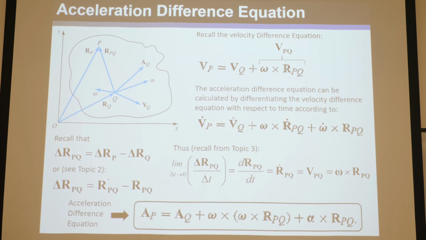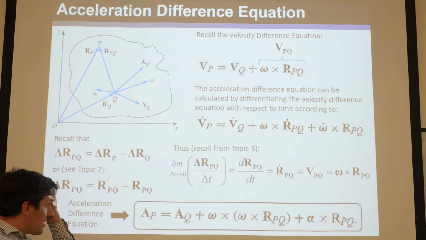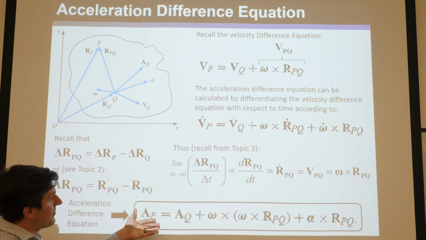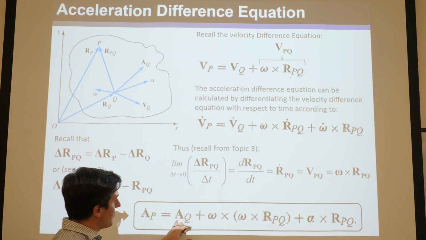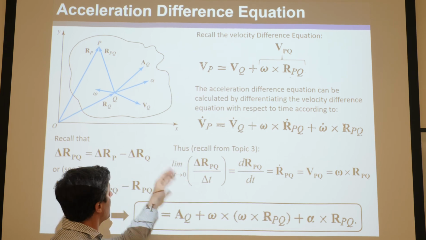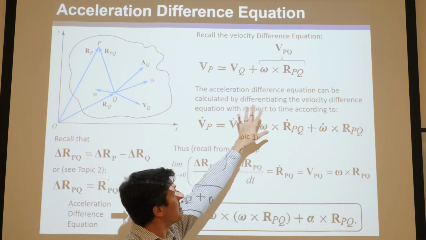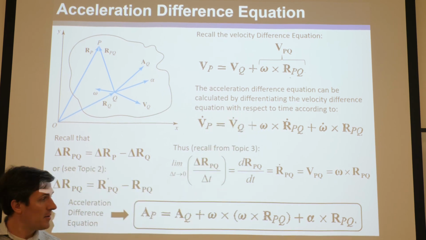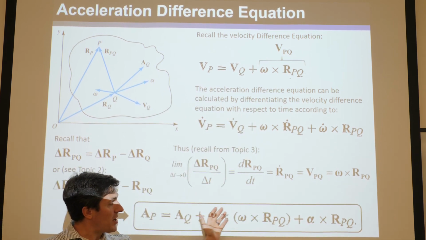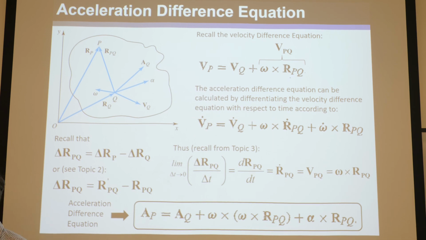But as is characteristic with acceleration, there are some weird terms here. You might have expected it to just be the acceleration of Q plus the angular acceleration cross RPQ. Then it would be similar to the velocity difference equation. But there's this other strange term that pops out when we take the derivative, largely because of the product rule.